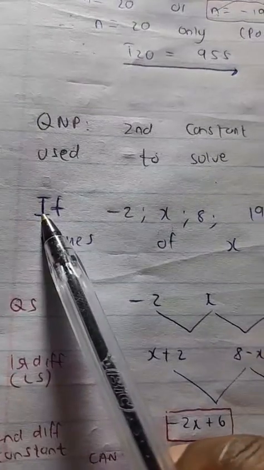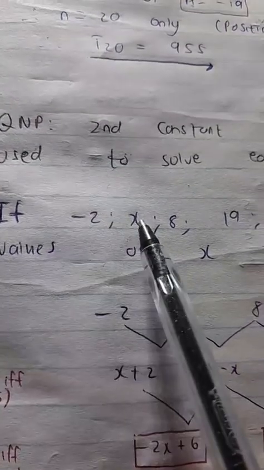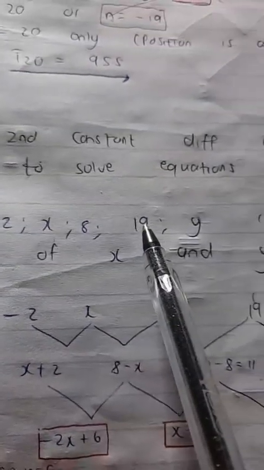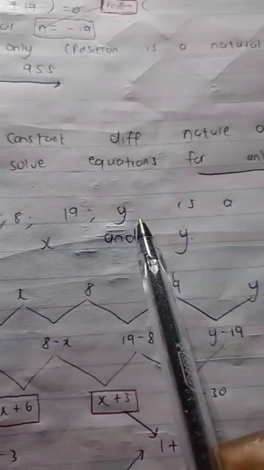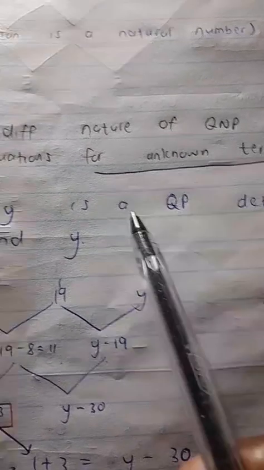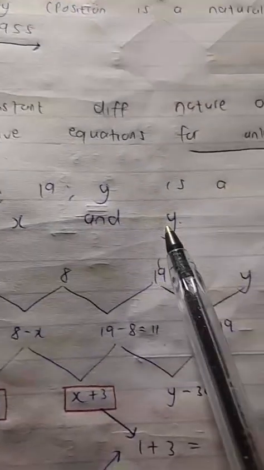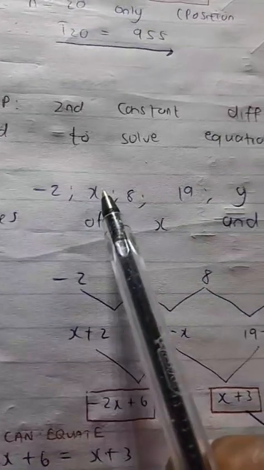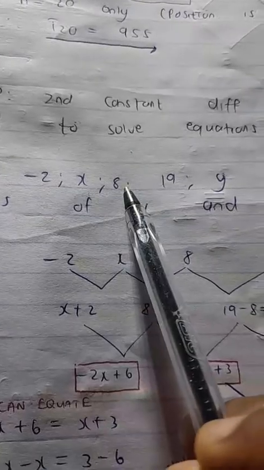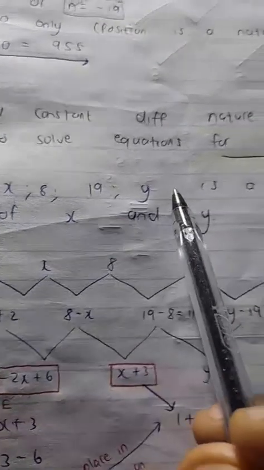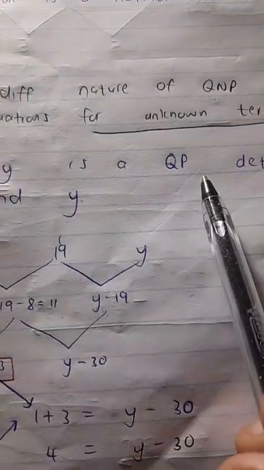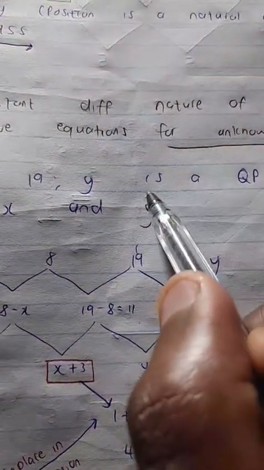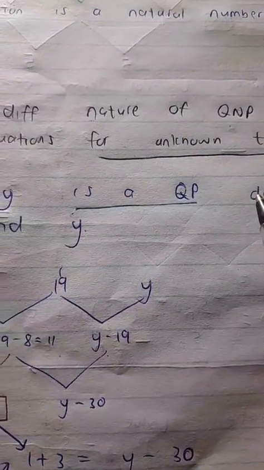Okay, by this, let's look at an example. So let's say we have negative 2, x, 8, 19 and y, and this is a quadratic number pattern, and we have to determine the values of x and y. Look at this. We have negative 2, we've got x. We don't know what x is. We've got 8, we've got 19, and then we have y. We don't know what the value of y is. We are told it's a quadratic number pattern. So that means this is a pattern that would have a second constant difference.